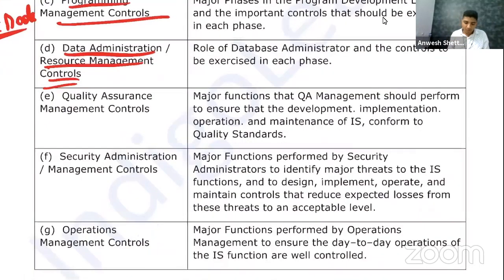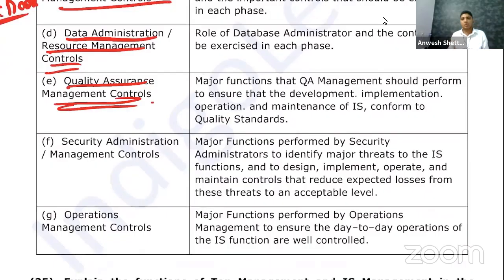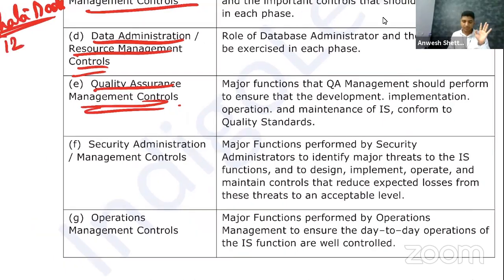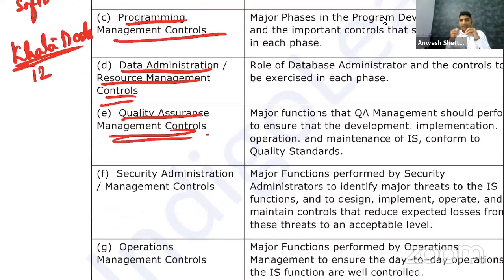Next one is quality assurance management control. Now what is this quality assurance? Khata book contains data of every vendor and their customers. Can they store this data anywhere they want? No, they have to store data in a prescribed manner, in a prescribed way, in a prescribed place.